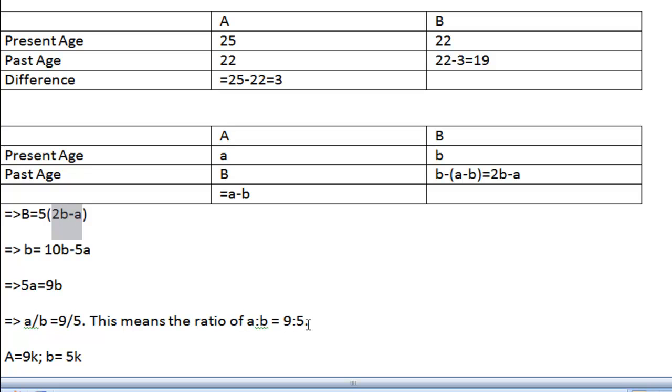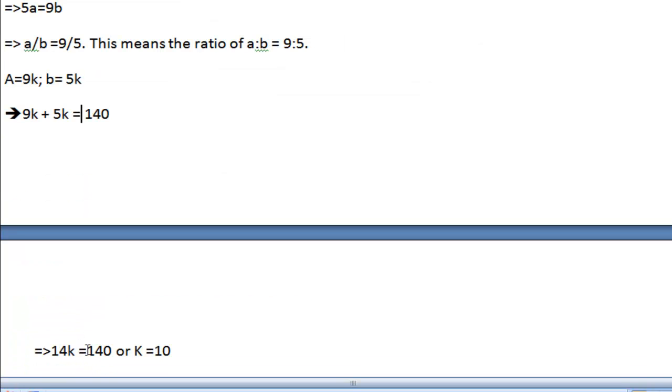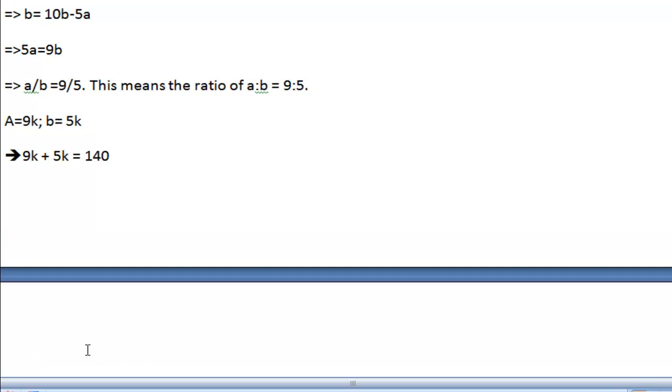This means the ratio of A is to B is 9 is to 5, and I'll have the values to be 9K and 5K respectively. After this, it's a matter of solving. If you know ratios, you have to take it as 9K and 5K, and the sum to be 140, the value of K will be 10. You can substitute the value for K to be 10 here. I'll have it as 90 and 50, so I can find the difference to be 40. So that ends the sum.